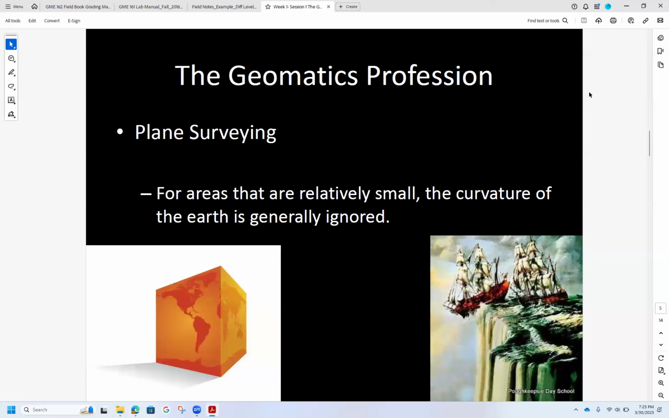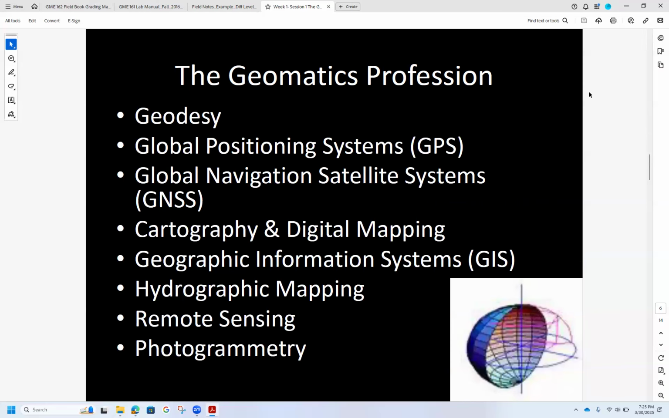Again, the geomatics profession: plane surveying is for areas that are relatively small, where the curvature of the earth is generally ignored. That's just your typical small area. Geodesy is the big overall picture: the entire world, how you're establishing coordinate systems, how you're even coming up with these theories. Then GPS, global positioning systems, dealing with satellites in general, and global navigation satellite systems, dealing with Russian satellites, European satellites, Chinese satellites, US satellites, Starlink, all that good stuff.